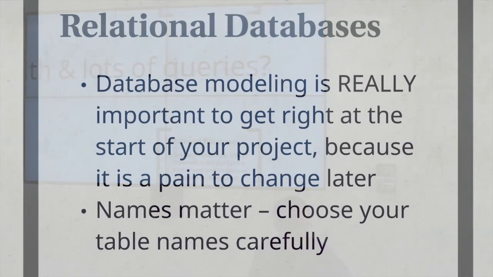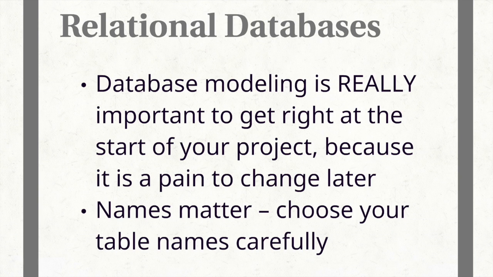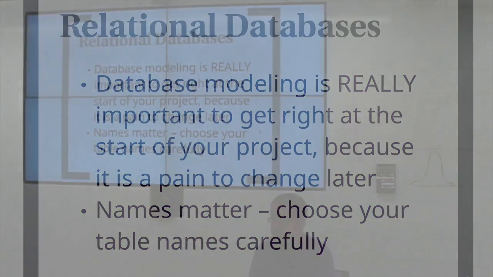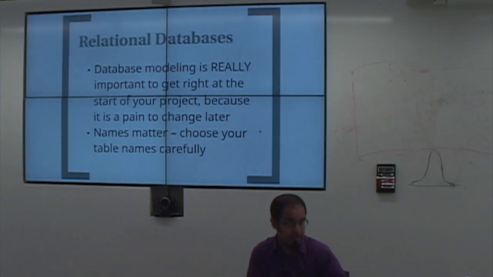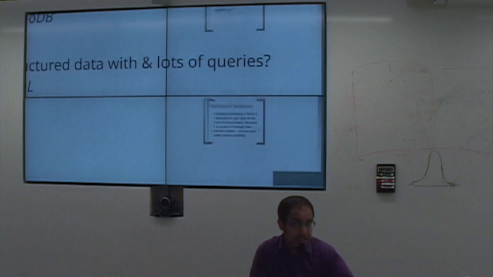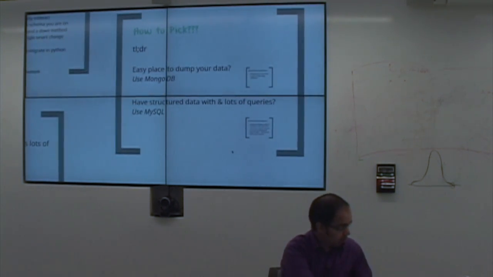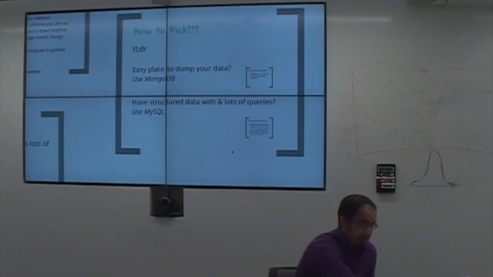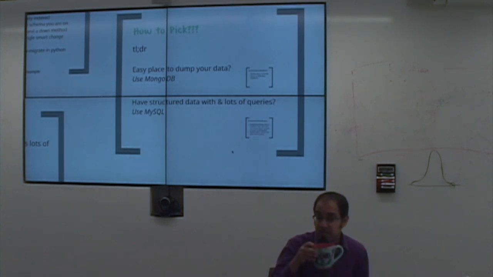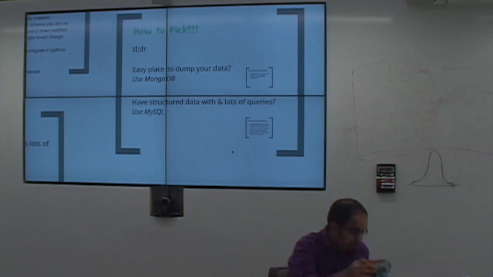For relational, the same bits that I've already said. Modeling's super important to get it right. And as I'll talk about later, naming things is really important. Come up with some conventions and stick to them. So this is the basic instruction of how you make decisions about what you want to use. There are libraries that are great for each. Like in Python, Mongo has a PyMongo library that works really well to insert stuff and to query against it.